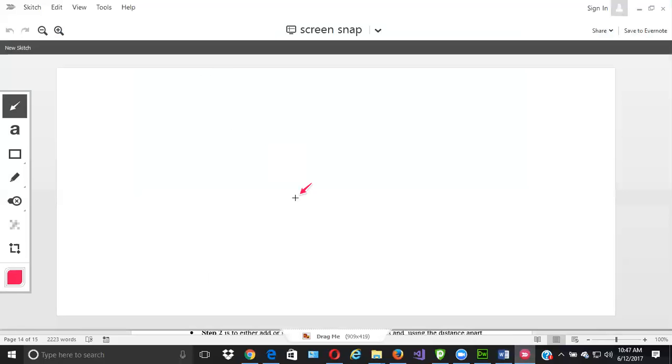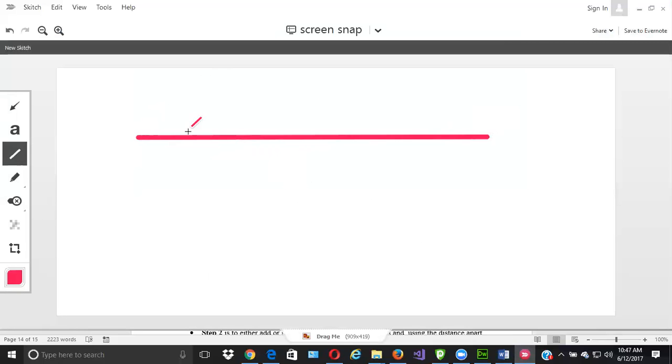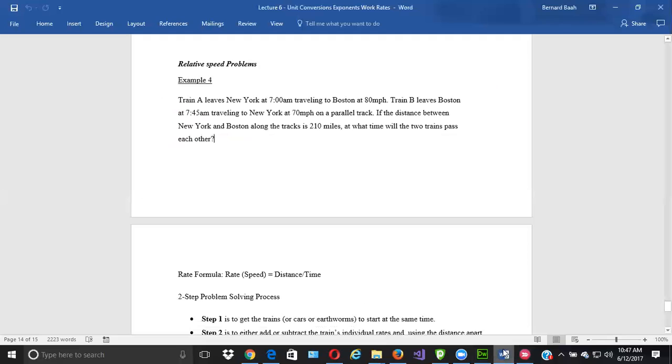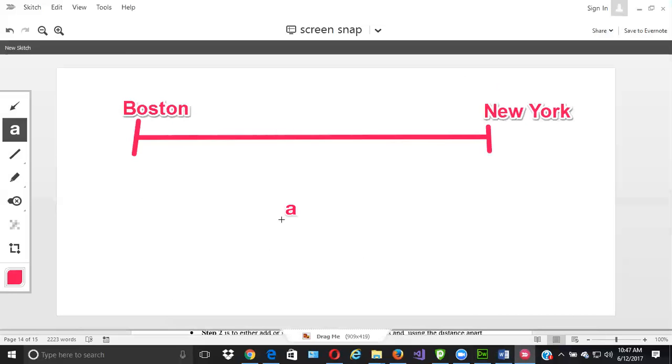And so let me put down that information on my whiteboard here. We have two trains, and there are two ends of a track. Let's say that right here we have Boston, and on that side we have New York. The train that leaves New York leaves at 7 a.m. and the train that leaves Boston leaves at 7:45 a.m. And so let me put down that information as well.